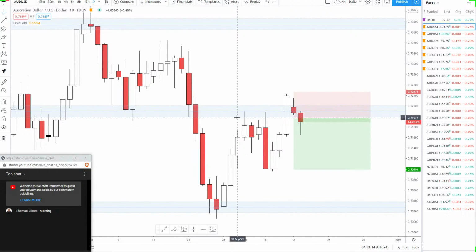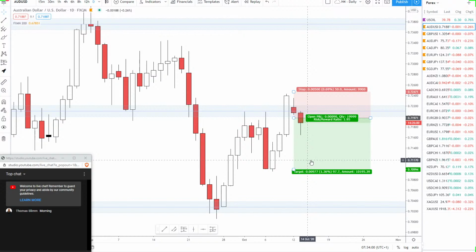I'm waiting for a pullback to around 0.7197. Stop loss, I want it above the high of this candle here, so around about 0.7246 or slightly more. And target, it just makes sense to have it at this previous dip, and then if it keeps pushing down from here, obviously extend it.